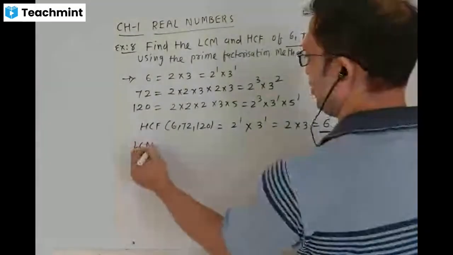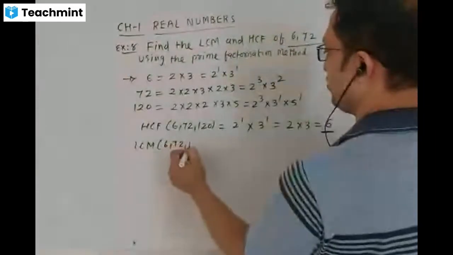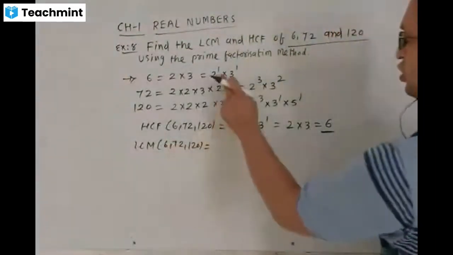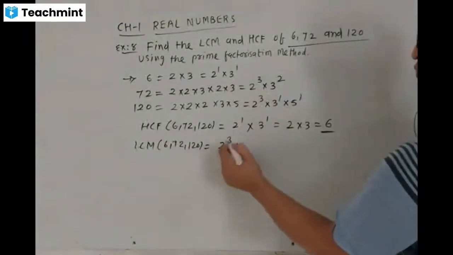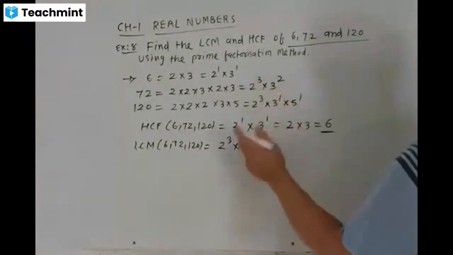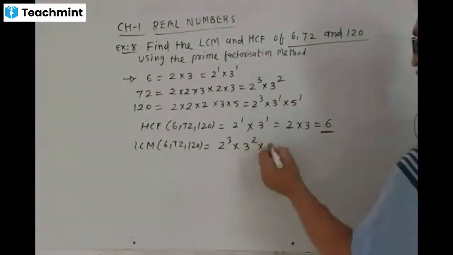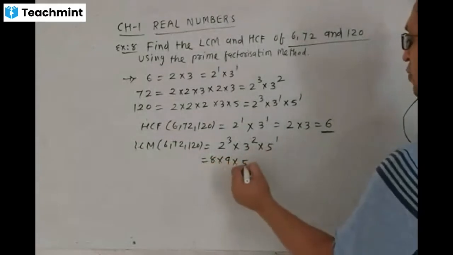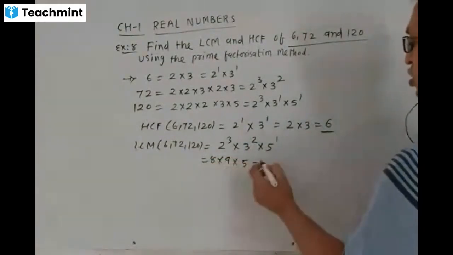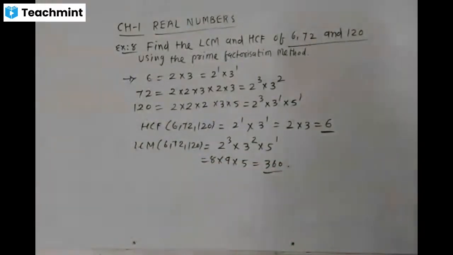And LCM of the numbers is the highest power of each prime. 2 raised to 1, 2 raised to 3, 2 raised to 3, so the highest power is 2 raised to 3. 3 raised to 1, 3 raised to 2, 3 raised to 1, so 3 raised to 2. 5 raised to 1 only one time. That is 8 multiply 9 multiply 5, 72 times 5 is 360. Therefore, the LCM is 360 and HCF is equal to 6.